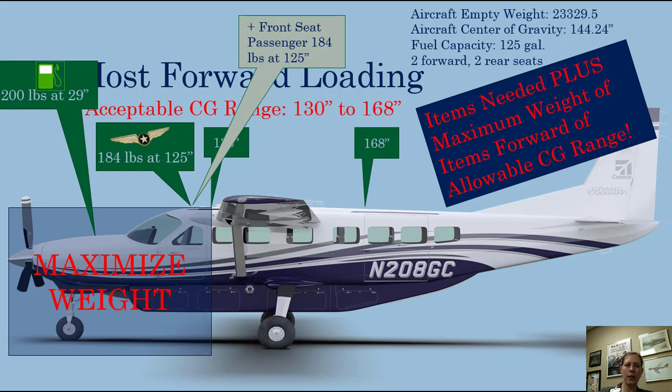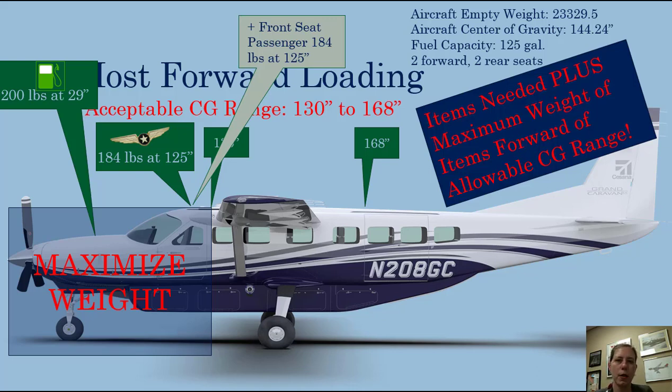So that means if I have an extra seat up front, I'm going to add a second person sitting up there next to the pilot, because you can see that 125 inches falls in our shaded area. It's forward of 130 inches. And assuming weights again for these calculations, we're just theoretical. The person is going to weigh 184 pounds.